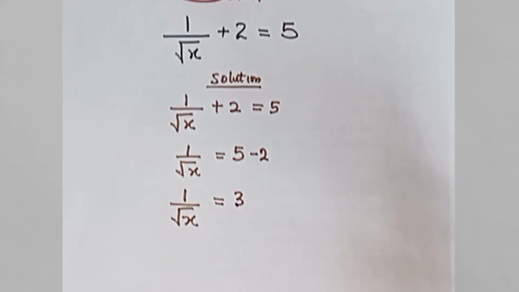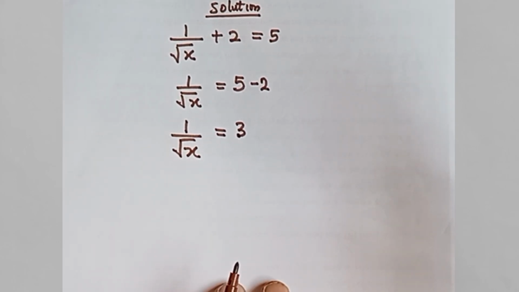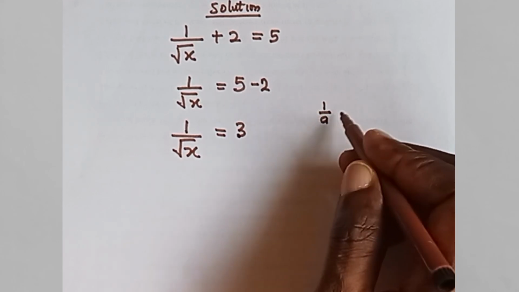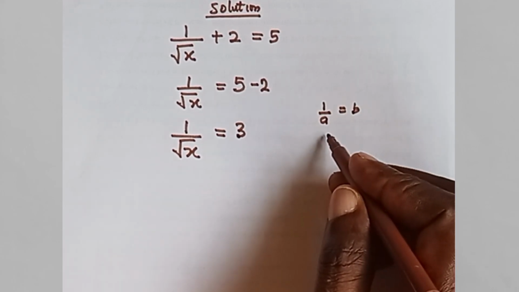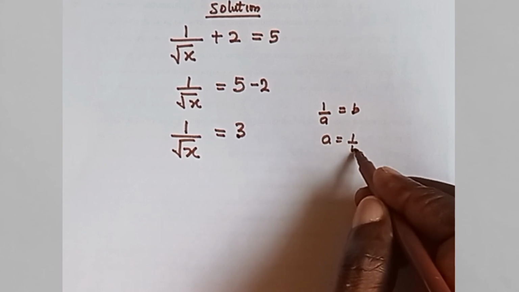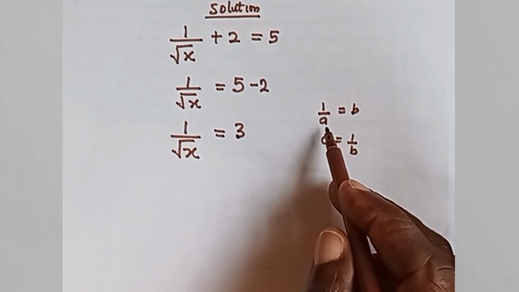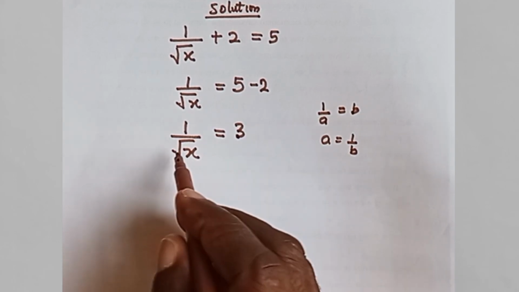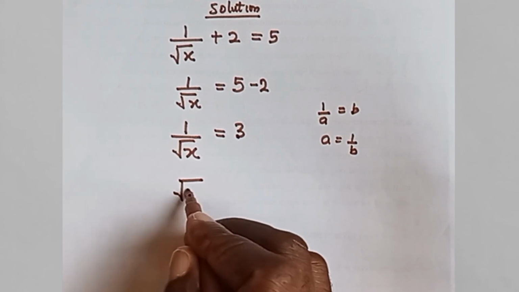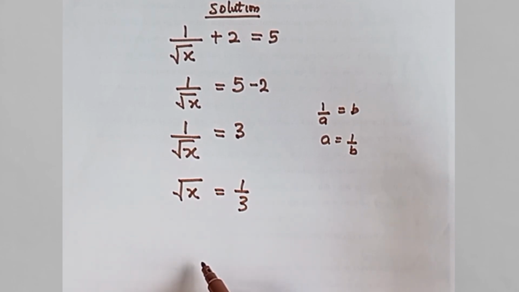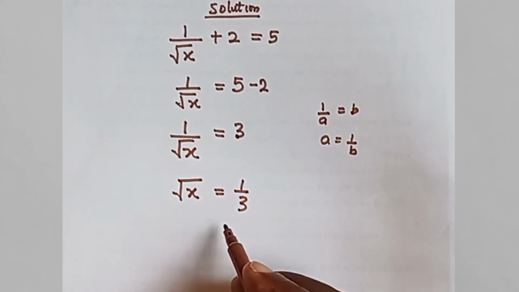All right, so now 1 over square root of x is a reciprocal to 3. The easiest way to do this is, if you have 1 over a equals b, that is the same thing as saying a equals 1 over b. That is, a is reciprocal to b, or b is reciprocal to a. And that's what we are doing here. So this can be written as square root of x equals 1 over 3. That's the easiest way to express this.